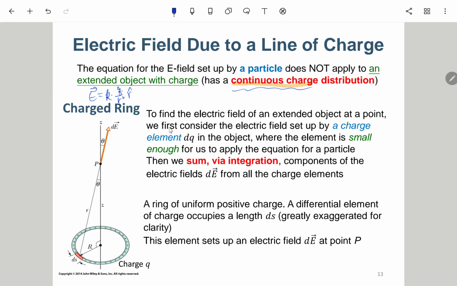Okay. So here it says: to find the electric field of an extended object at a point, we first consider the E field set up by a charge element dq in the object, where the element is small enough for us to apply the equation for a particle. Then we sum, via integration, the components of the electric field dE from all the charge elements.